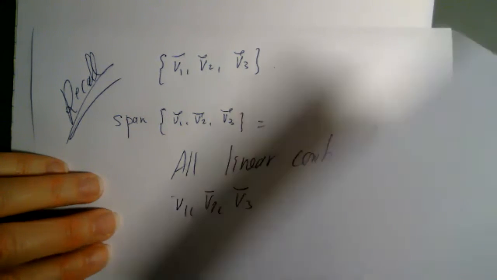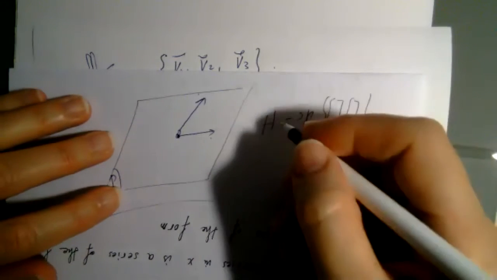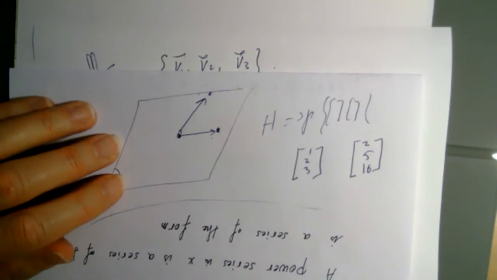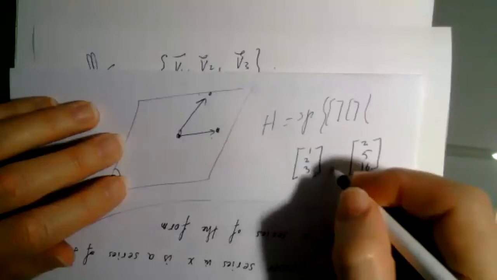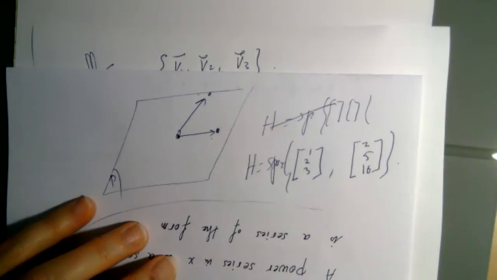So now I'm gonna go back to a plane. Suppose I have a plane and I'm gonna give you 2 vectors in this plane. I'm going to give you the vector 1, 2, 3, and the vector 2, 5, 16 in this plane. So that's one, and that's another. If I give you those 2 vectors, and I take H to be the span of those, do we know every other vector in this plane?